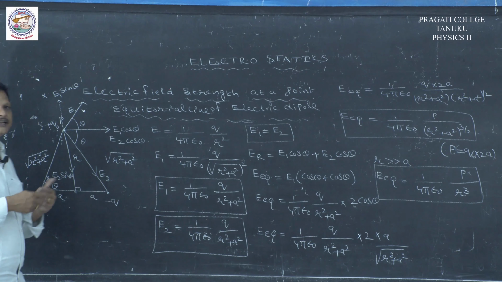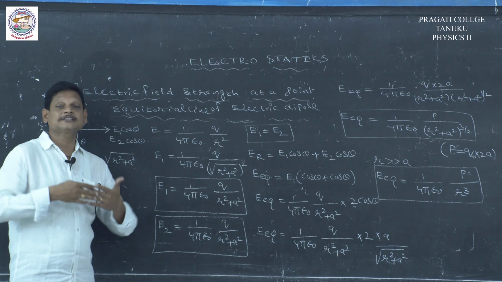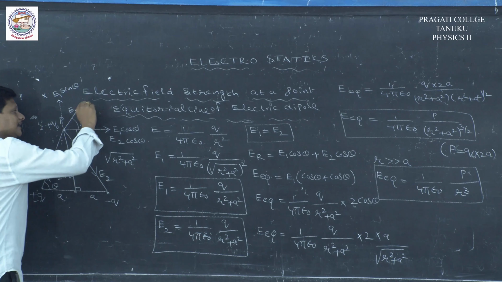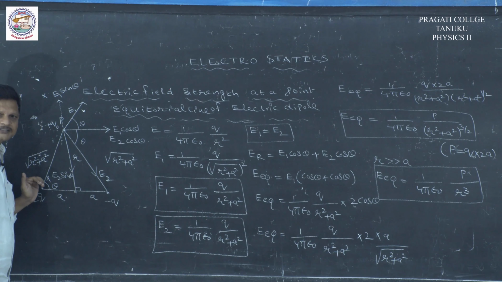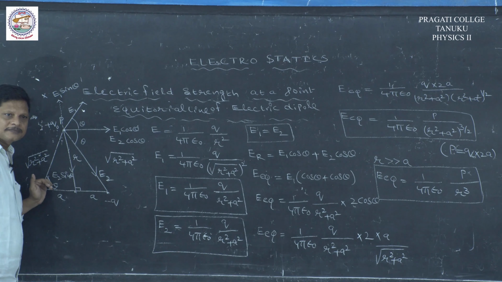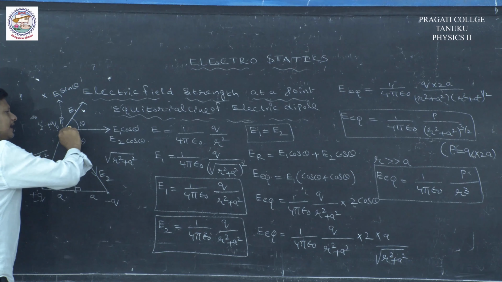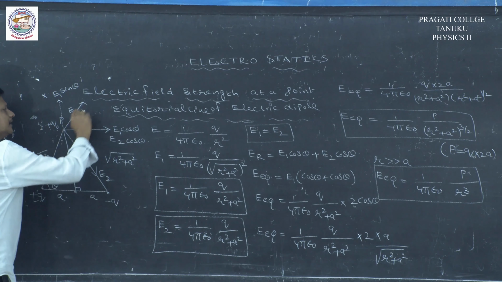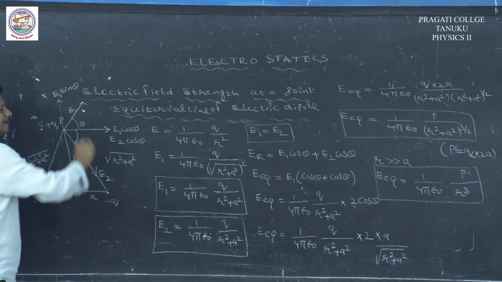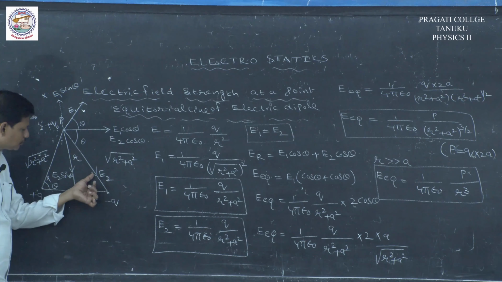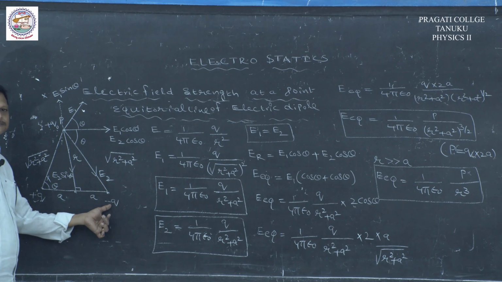We know the direction of the electric field is always away from the positive charge, along a tangent drawn at that point. What is the direction of the electric field? The tangent drawn at that point. If you draw a tangent at point P, it gives the direction of the electric field, E1 away from plus q, and E2 towards the minus q.